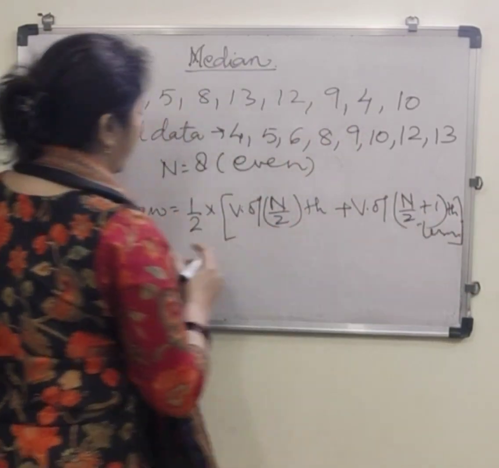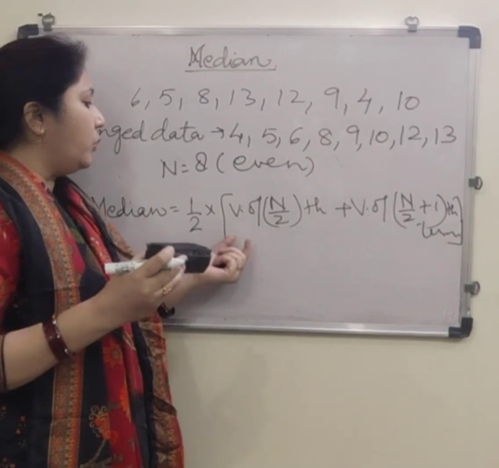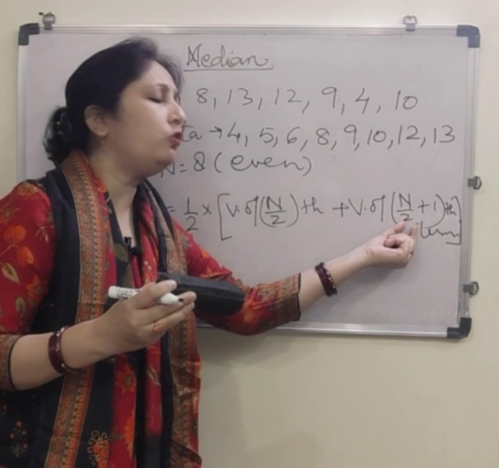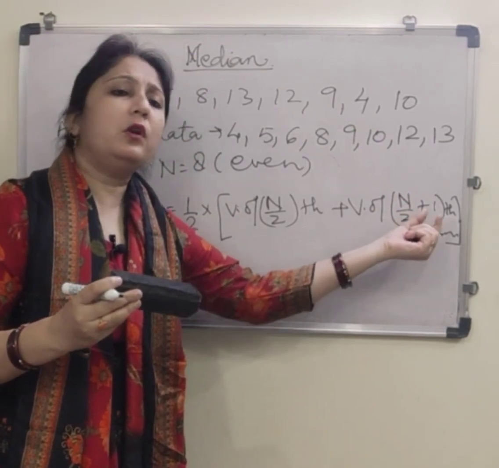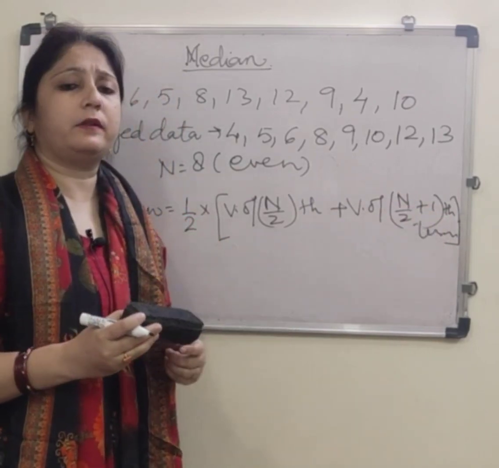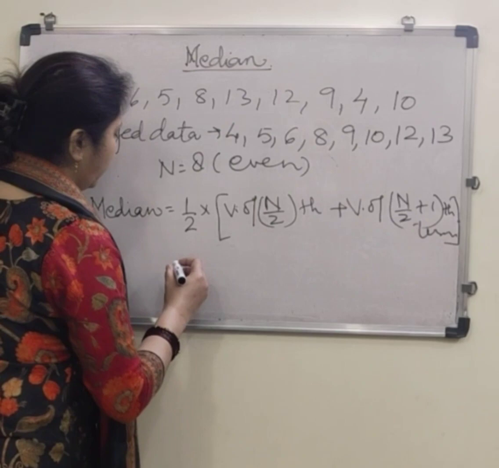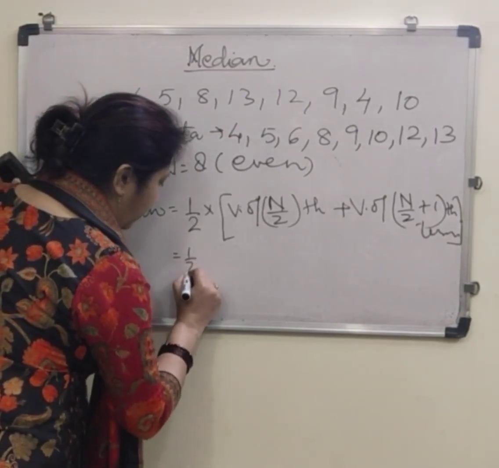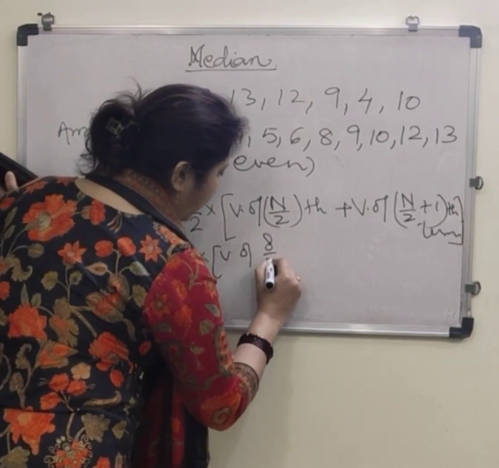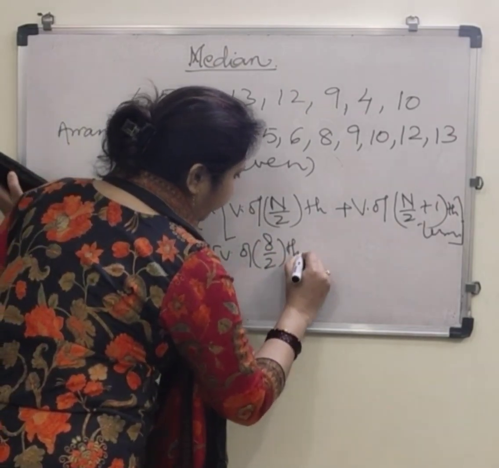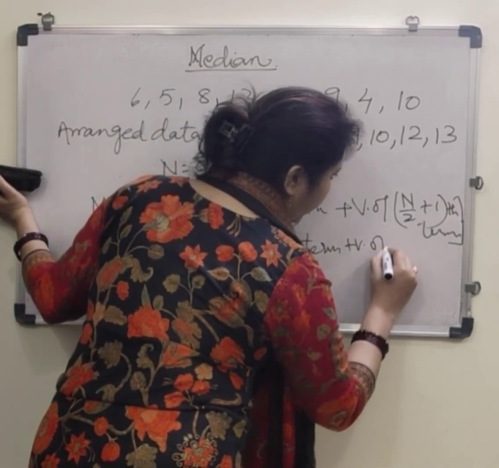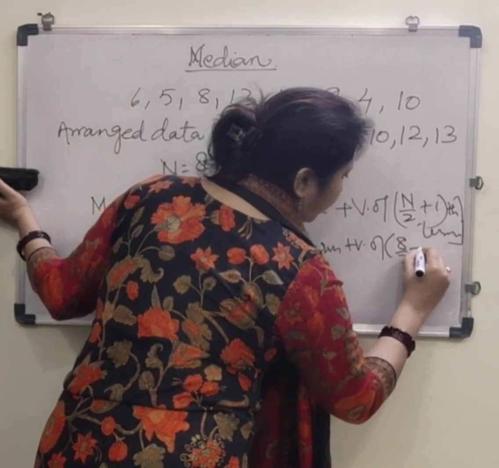If you look at the formula I have written, half into the value of the n by 2th term plus the value of the n by 2 plus 1th term. This 2 is specifically below n, it is nothing to do with the 1. Now let us put the values. It is half into the value of the 8 by 2th term plus the value of the 8 by 2 plus 1th term.